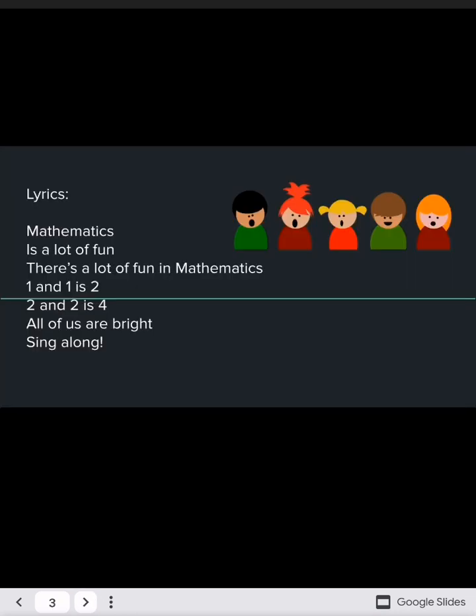The lyrics: Mathematics is a lot of fun. There's a lot of fun in mathematics. 1 and 1 is 2. 2 and 2 is 4. All of us are bright.